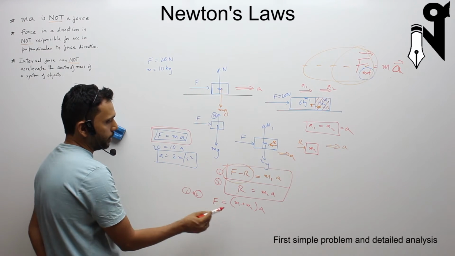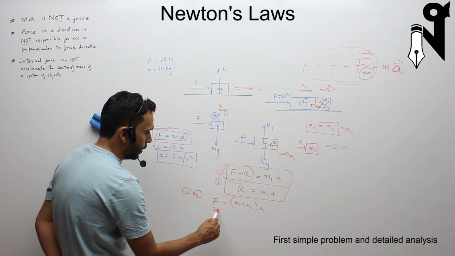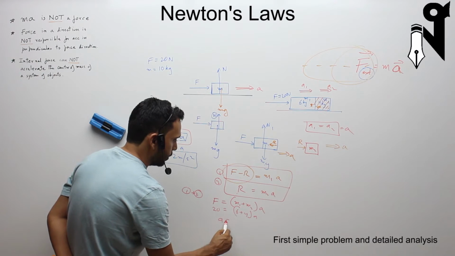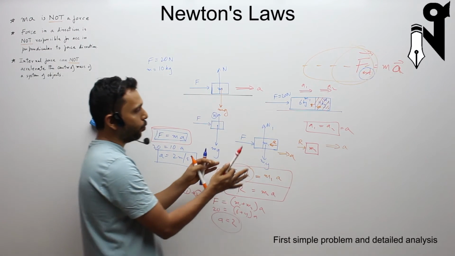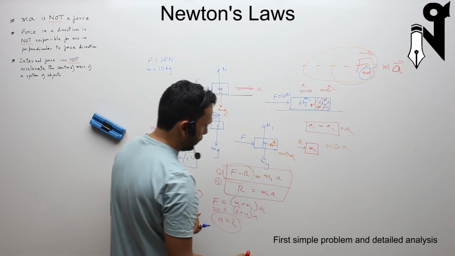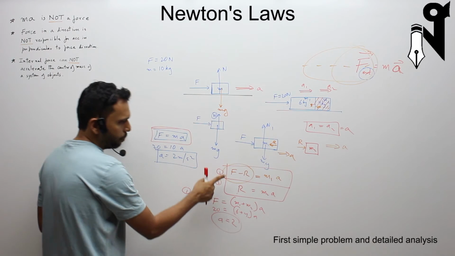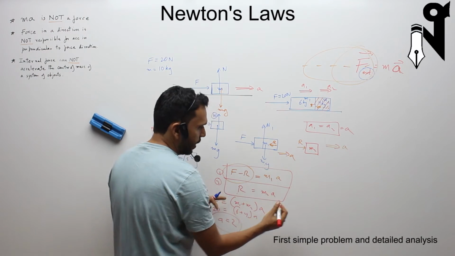So that was your old equation. M1 plus M2 was 10. F is 20. This is 6 plus 4 into A, so A is equal to 2. We get the same answer. But here we have more knowledge of what is happening internally. So what must be the reaction over here? I can pick up equation number 1 or 2. Equation number 2 is easier, smaller, so I'll pick that.